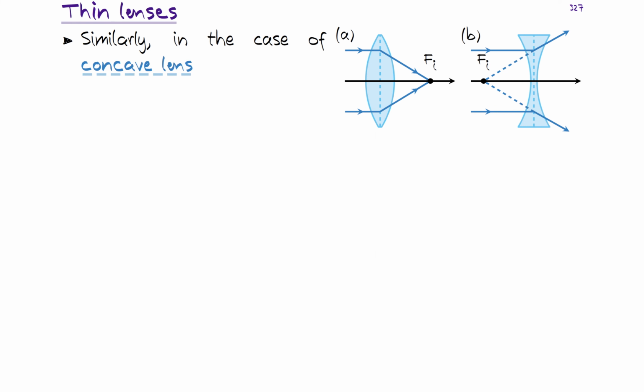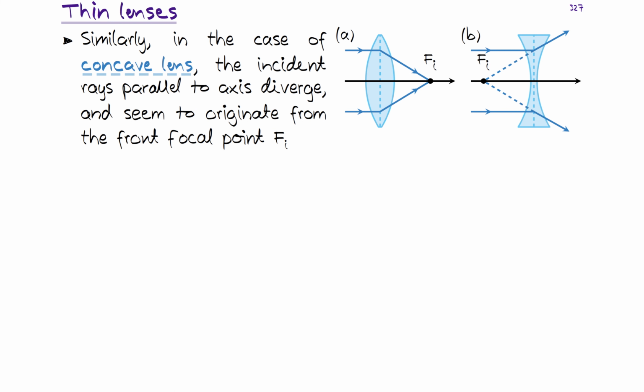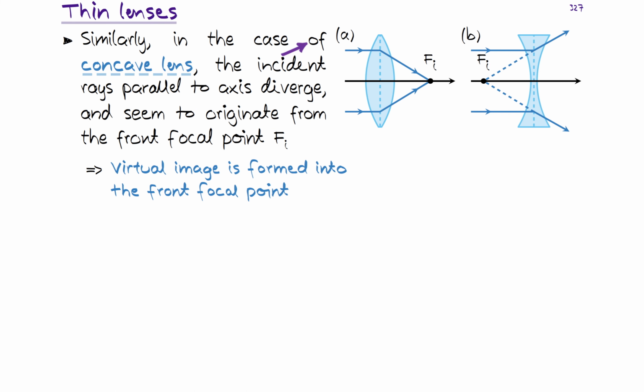And then let's consider a concave lens. In a way it behaves similarly, but now when the incident light propagates parallel to the optical axis, the rays diverge after they have propagated through the lens, and they seem to originate from the front focal point Fi, as shown in the figure. And in the terminology of real versus virtual image, this is actually a virtual image point that would be formed at the front focal point here.